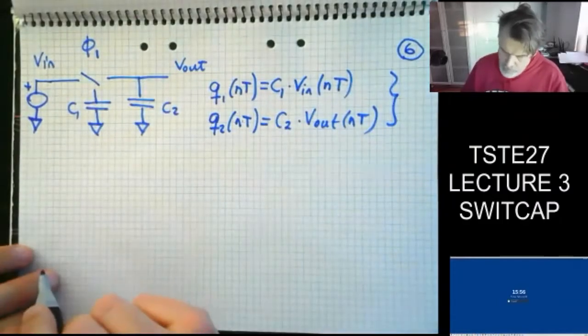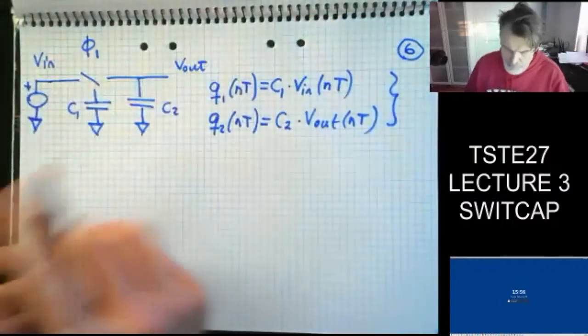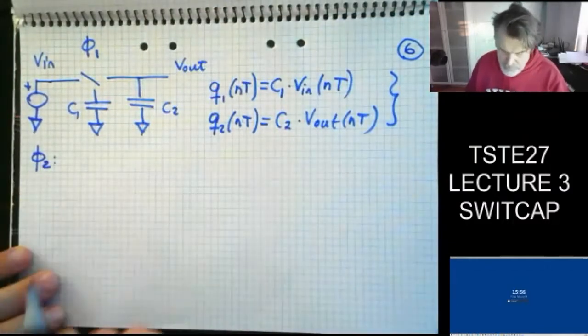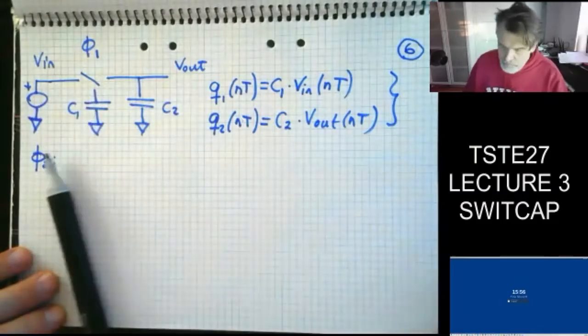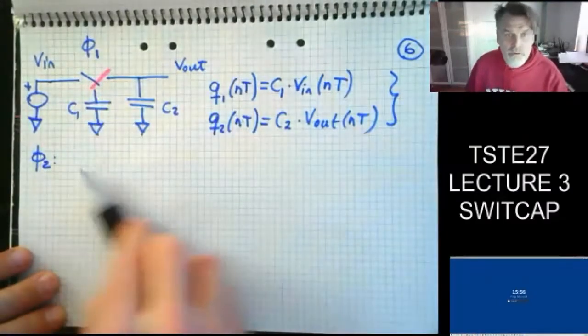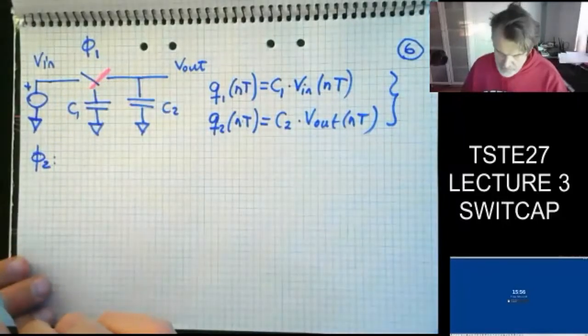Okay, and then once we're done with that, we can go to phi 2, the second phase. Now my net is so simple, so I will just toggle my switch that way and look at what's happening now.